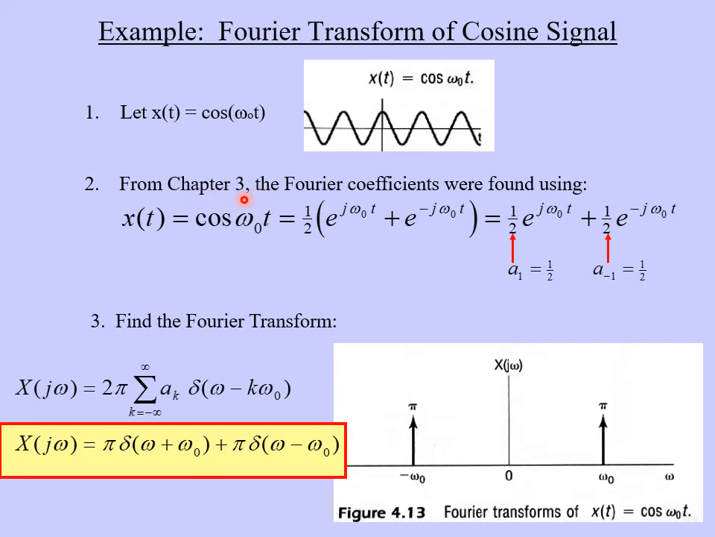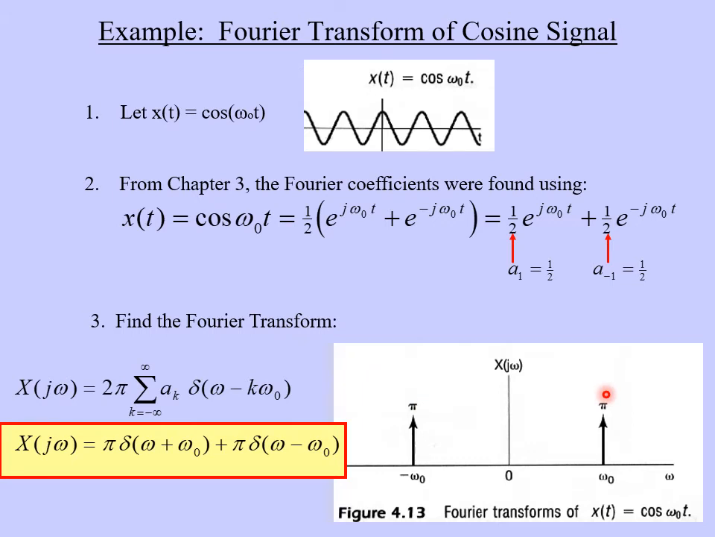So this is why chapter 3 was so important, because a lot of the results from there we're actually using right now in this part of chapter 4. Recall for the cosine function, there were two coefficients: A1 was 1/2 and A of -1 was also 1/2. So all we have to do to find the Fourier transform is multiply each of these coefficients, the AK's, by 2 pi. So 2 pi times 1/2 is just pi. That gives us the weight of these two delta functions.